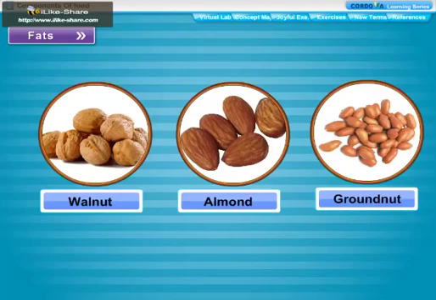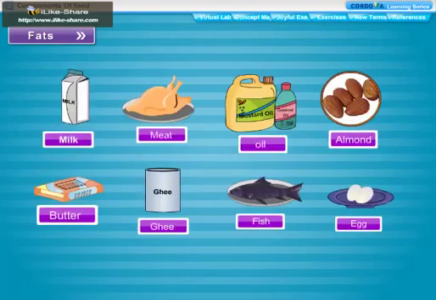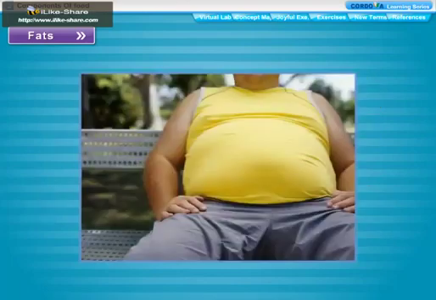Though fats give much more energy than carbohydrates, it is more difficult for the body to digest fats. Excess fats are often stored as body fat. The fat stored in the body causes obesity, fatness.